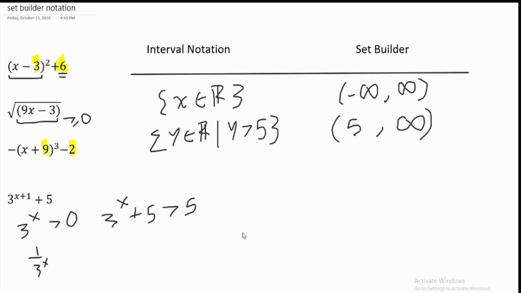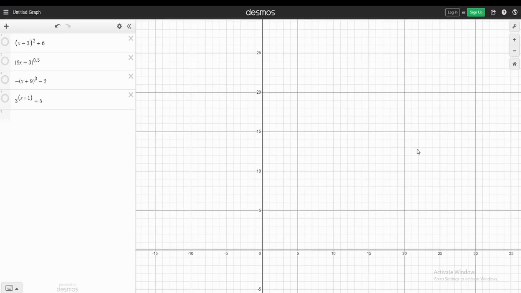So hopefully these questions were pretty simple, and I'm going to be moving over to our graphing calculator to make sure that our interval notation and our set builder notation match up with what we see on our graphing calculator, just to make sure. So here I'm on Desmos. This is an online graphing calculator that you can input your functions in and visualize how they look like. It also has support for other functionalities, but today we're going to be confirming the answers that I gave you in the previous section with Desmos.